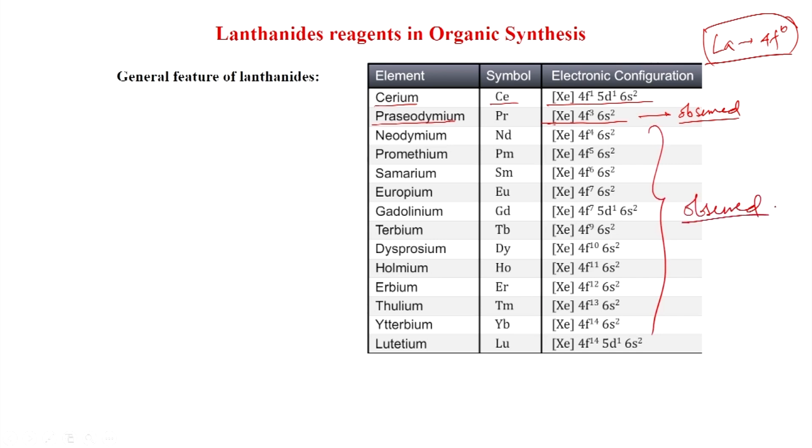And there is a preference for the electron to stay in the 4f orbital, except gadolinium, where this is half filled 4f7. So, this is half filled, that is why one electron went to 5d1. And this is lutetium, here also 4f14 5d1, this is full filled.